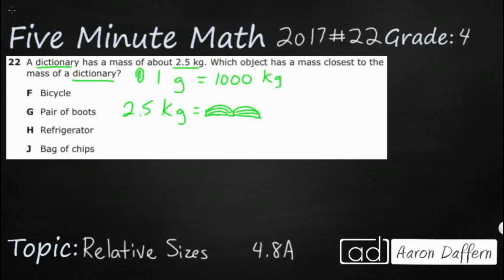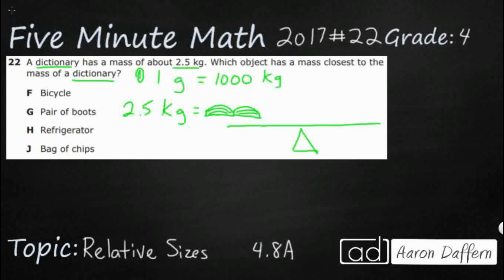So we simply need to find which object is closest to this dictionary. Think of this really big, hardback dictionary. The big one maybe has pictures in it. And so we've got a bicycle, a pair of boots, a refrigerator, and a bag of chips. So really what we're imagining here is, let's imagine we've got this dictionary here, and we're going to put it on a balance.